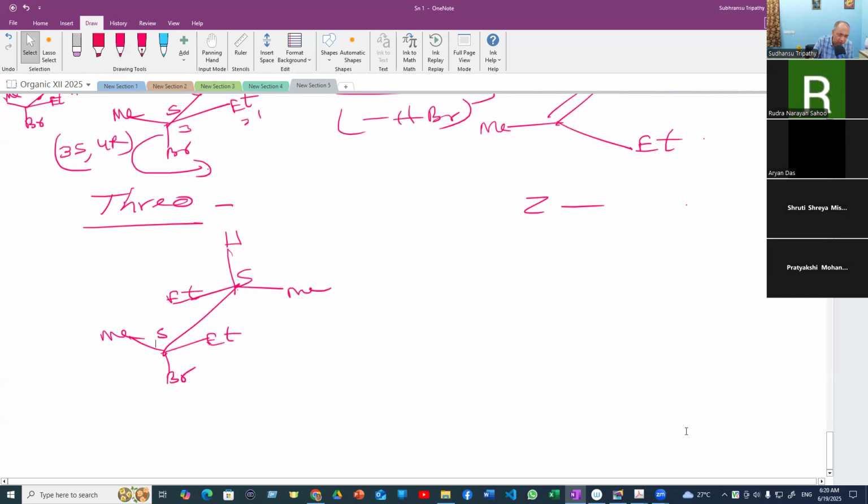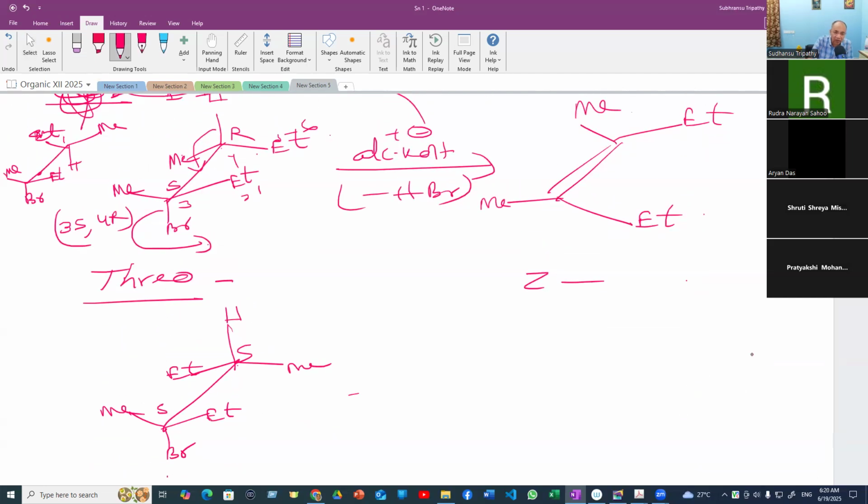This becomes erythro, because when you bring bromine and hydrogen on the same side, ethyl, ethyl, and methyl, methyl will also be coming together on the same side, I mean, eclipsed. So that is erythro. So one of the erythro pairs that I have selected, under the same condition will produce the E.